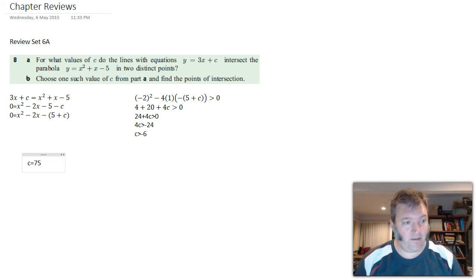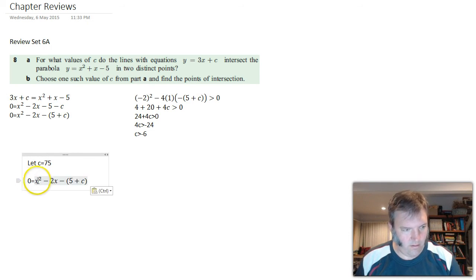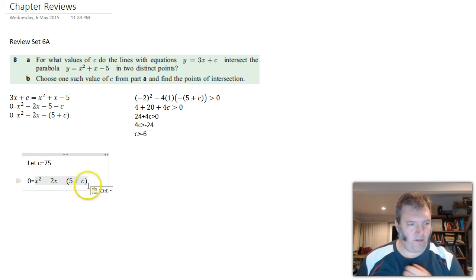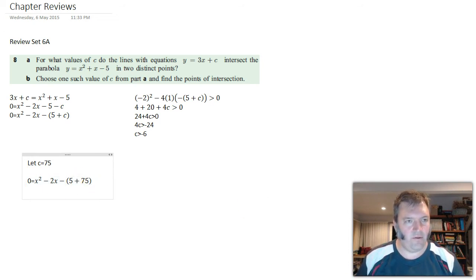So here we go, C equals 75. So this is for part B. I could let C equal anything. Let C equal 75 and let's solve it. So from there, I've just got to find the points of intersection. So I'm basically solving the same equation that we had there. 0 equals x squared. Now we'll just copy it, that's going to be faster for us. 0 equals x squared, and all I need to do is replace the c with 75. We can make that look a little bit prettier.